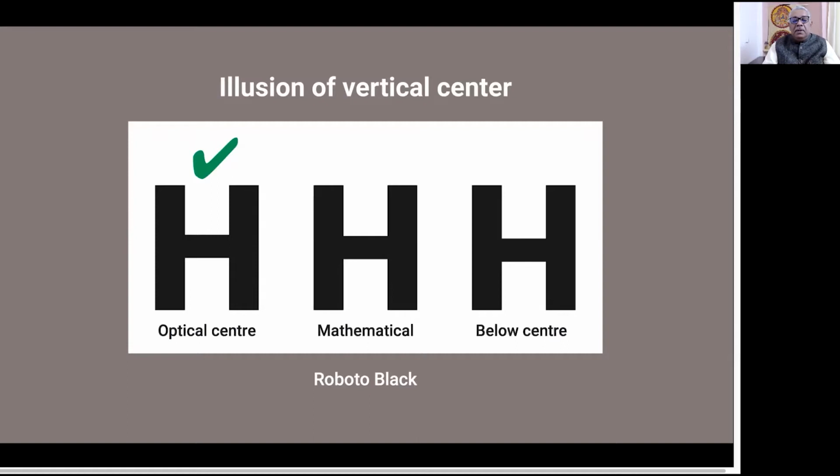The left one keeps the crossbar at the optical center, the middle one keeps it at the mathematical center, and the third one keeps it below the center. This is taught in most design schools: whenever we design fonts, we take conscious decisions to place elements in such a way that they compensate for the optical illusions.